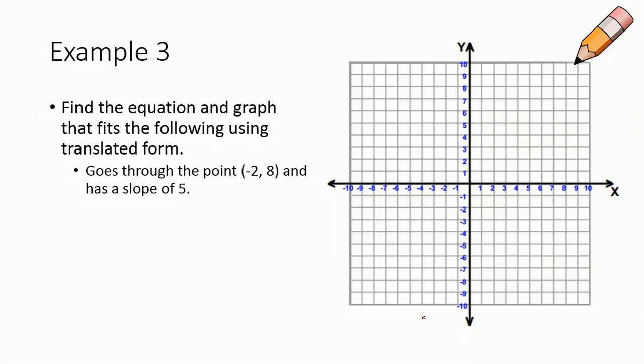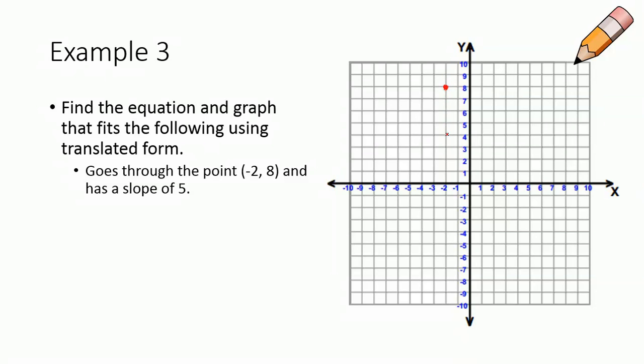Let's try example 3 here. Find the equation and then graph it that fits the following using translated form. So we're going to want to make sure that we can graph this. But it's going to be kind of gross. It's going to have a y-intercept. So let's go ahead and graph first. So I'm going to start at negative 2, 8, right here. And I have a slope of 5. That's going to go off the graph. But let's go this way.